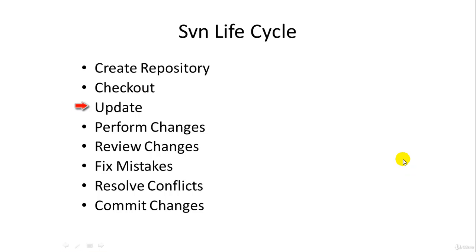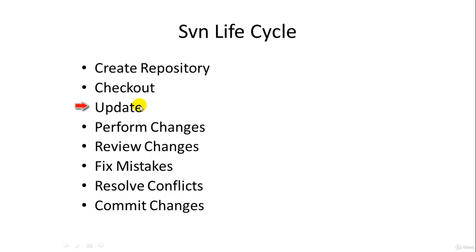Next is update. Update, as the name suggests, is used to update a working copy. The operation synchronizes the working copy with the repository, as the repository is shared by all teams and developers, who can commit their changes, and the working copy becomes older.